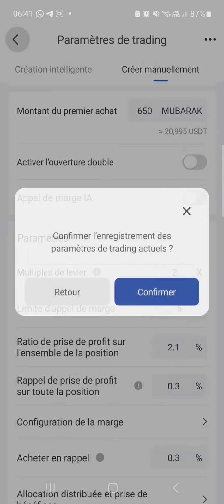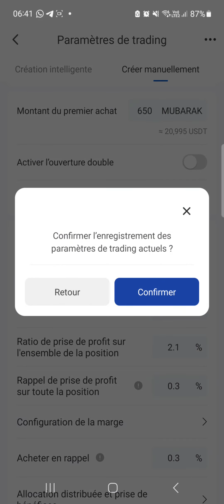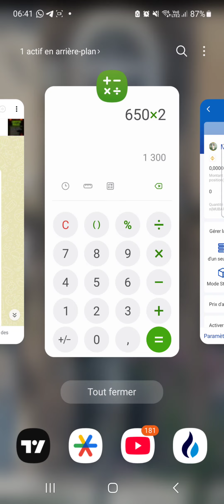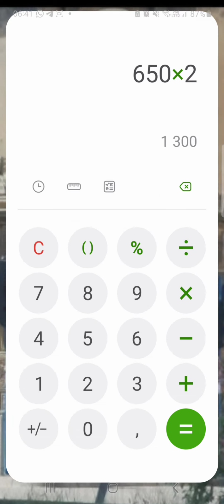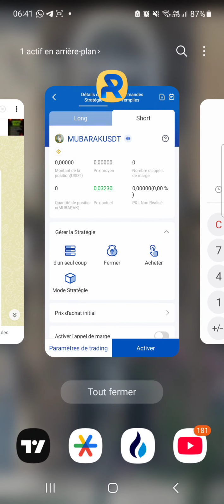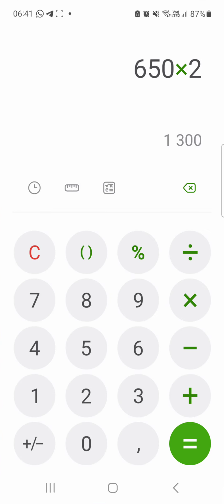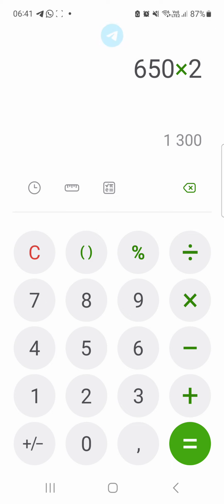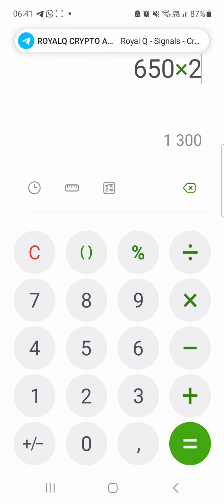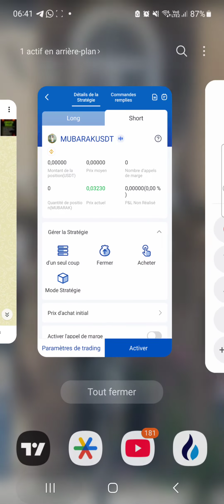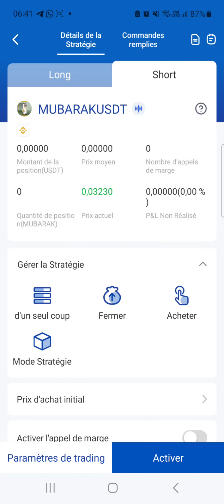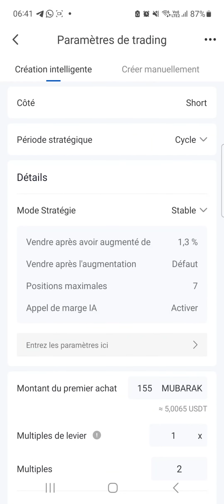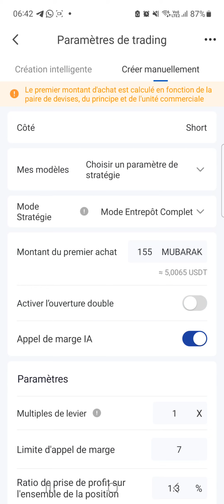No, wait a minute, I'm making some mistakes here. Sorry, let me go back. 650 times 2, it is 1,300. You see, 1,300. So I need to put 1,300 to get the correct times. 1,300 pieces. So I come here.